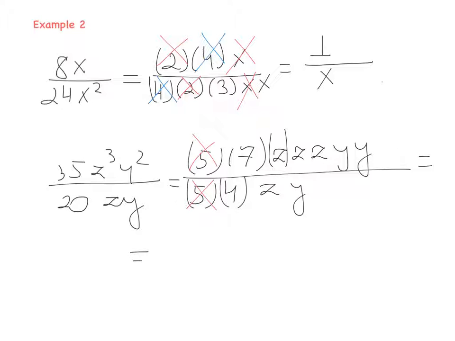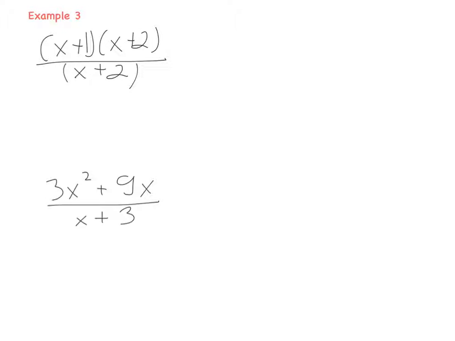The 5's, then 1 z on the top and 1 z on the bottom, and then 1 y on the top and 1 y on the bottom. So we are left with 7 on the top, z and z, which is z squared, and then 4 on the bottom. Okay, and this is the answer.